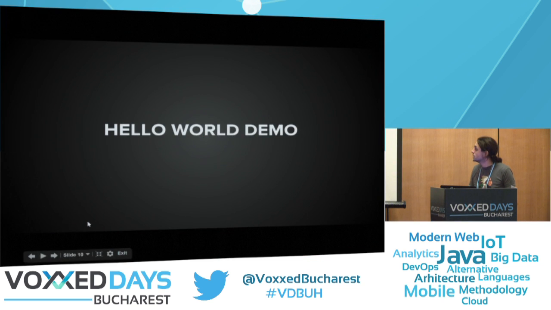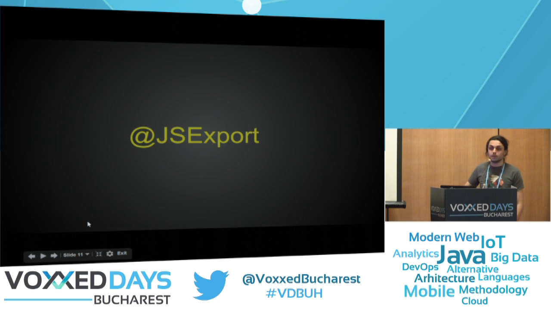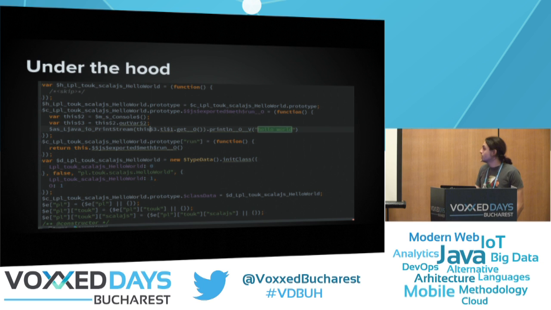Where are my slides? Okay, but what's happening when we put this magic annotation JS export on our Scala methods? Well, of course, JavaScript is generated. This is our hello world example, and here is the hello world, right? So this JavaScript doesn't look too nice. So how did we get here?